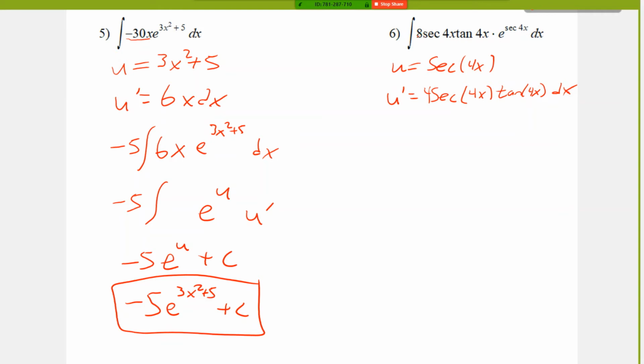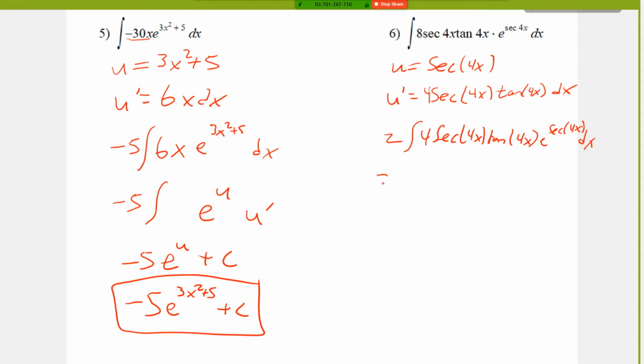Okay, I've got an 8th secant 4x tangent 4x dx here, so what could I pull out right now? 2, perfect. So that's 2 times the integral of 4 secant 4x tangent 4x times e to the secant of 4x dx.